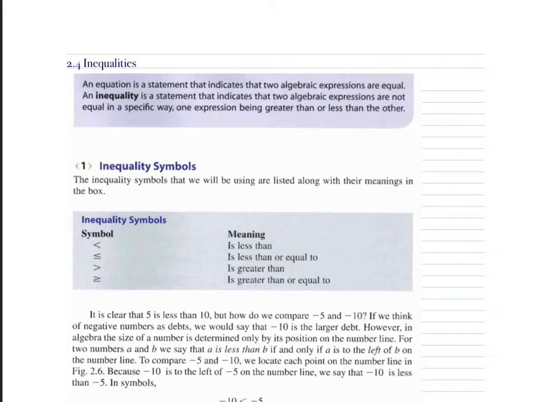So you have these different symbols. That less than symbol will be open to the right. The line underneath that symbol just means is less than or equal to. When there's that line underneath the symbol, it includes the number that comes after it. With your greater than, it'll be open to the left.